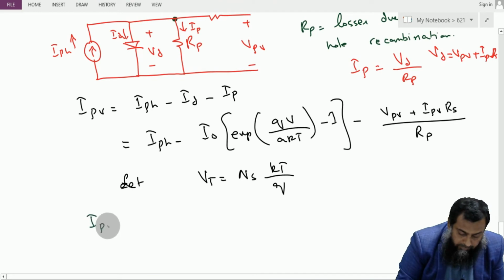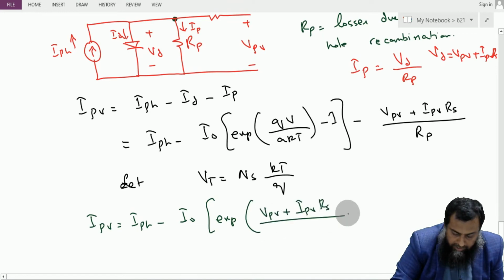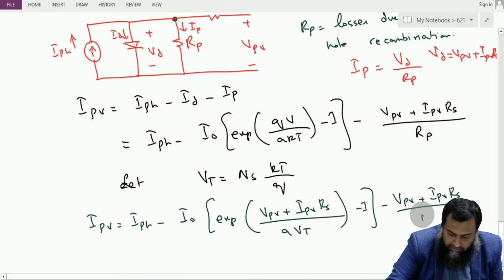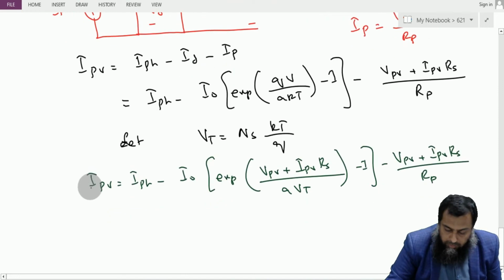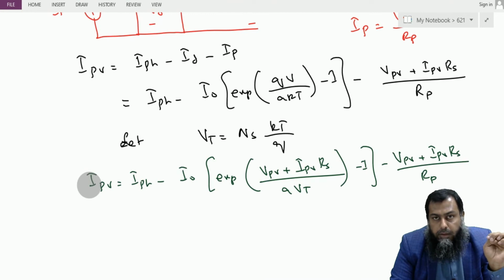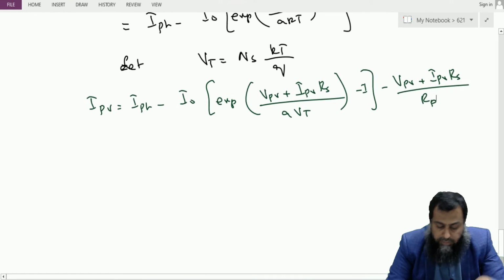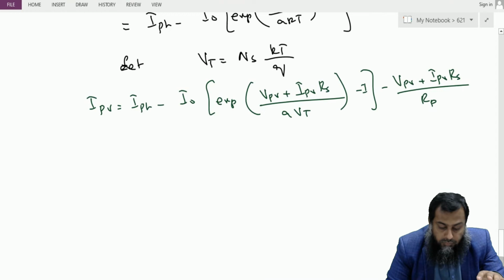So based on this assumption, IPV is equal to IPH minus I naught exponential of (VPV plus IPV RS) divided by AVT, minus 1, minus (VPV plus IPV RS) divided by RP. This equation of IPV is generally solved to draw the output characteristics of a photovoltaic module, and the solution of this equation is not trivial. Several iterative methods and numerical analysis methods are utilized to find the unknown parameters in this equation, and that we will discuss in the next class.